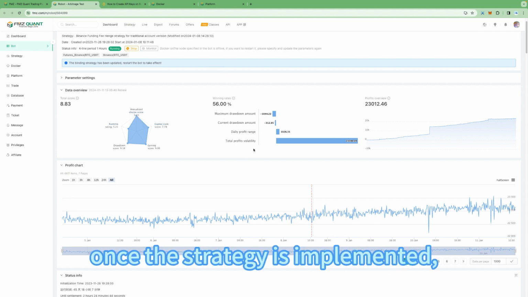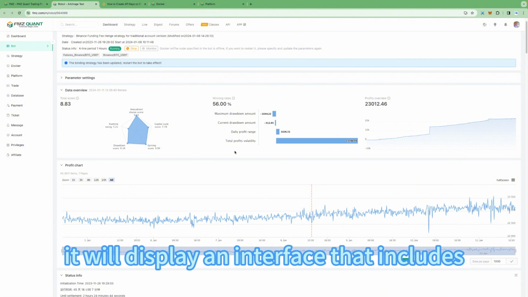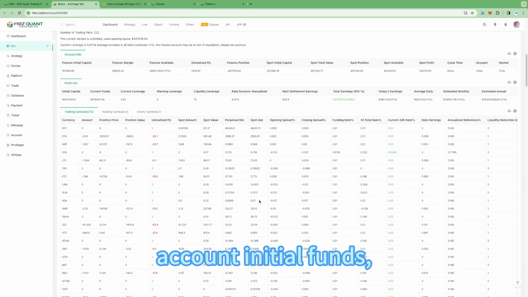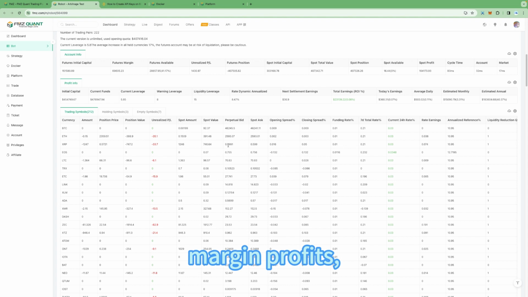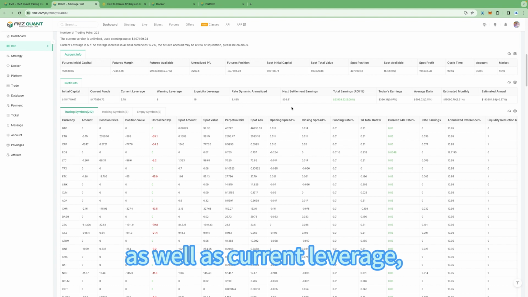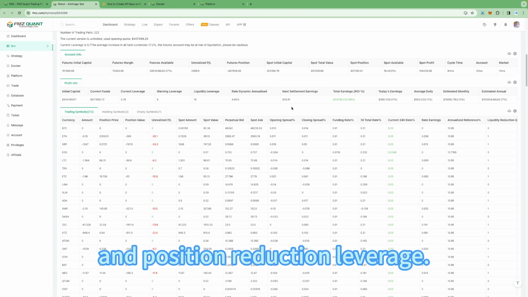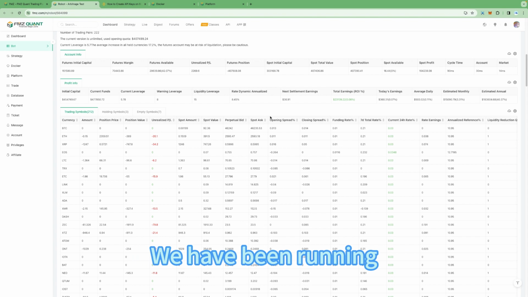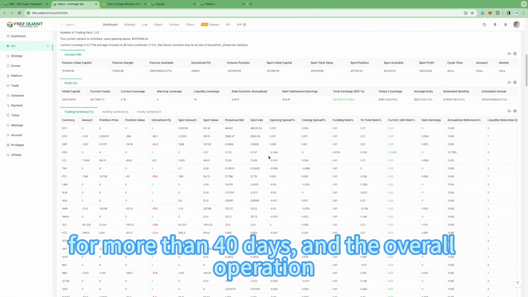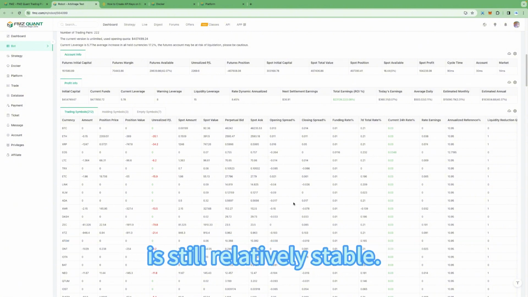Once the strategy is implemented, it will display an interface that includes our account initial funds, margin, profit and loss status, spot positions, futures positions, and profit statistics, as well as current leverage and position reduction leverage. We have been running this strategy for more than 40 days, and the overall operation is still relatively stable.